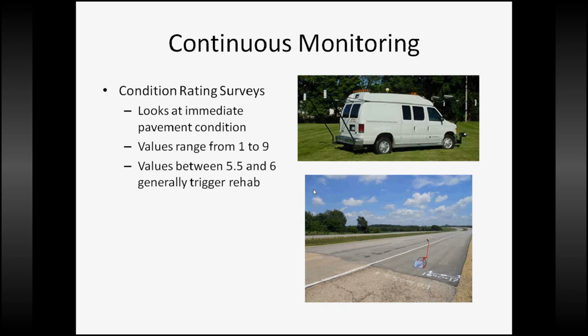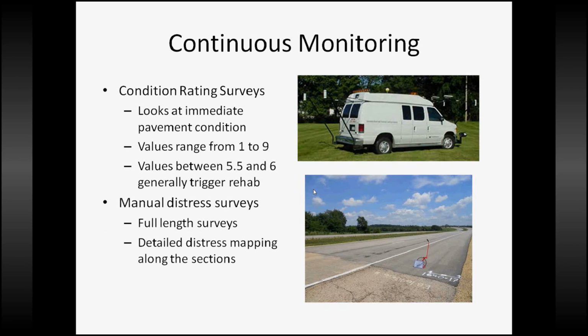Now, CRS has a couple of drawbacks. A lot of the sections are lumped based on the construction or rehabilitation contract, and it's not very detailed. So, due to that, we decided to do some manual distress surveys. Manual distress surveys were collected when we had available manpower, and they're full-length surveys. They give us a detailed distress mapping along the whole section, and they are collected using the internal pavement distress manual that was developed by us based on the FHWA distress identification manual.